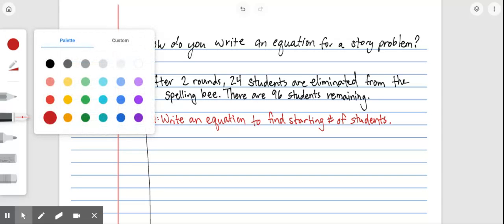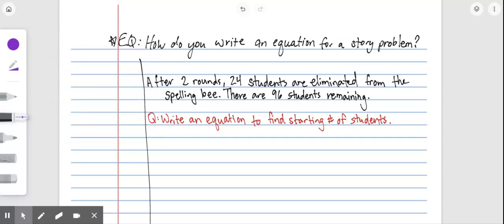Okay. All right. So let's start by looking for our important information on here. So what things in here are important? You probably said 2 rounds is probably important. 24 students eliminated, that's also important. 96 students remaining. Okay. So there's a lot of stuff going on here. I don't see any keywords for equation. Now, there are no keywords for equation in this word sentence.